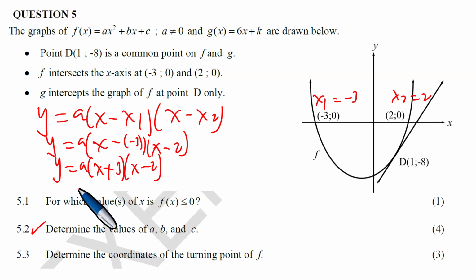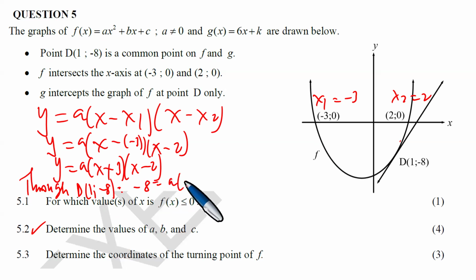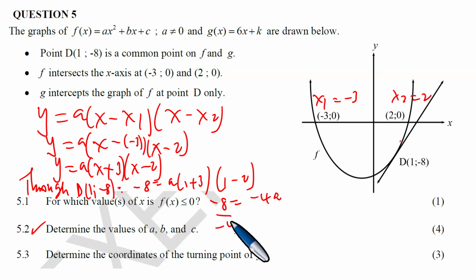All right, so we're good. It passes through this, and then we need just an extra point. We say the parabola passes through another point, the point (1; -8). So y is -8, and x is 1 plus 3, 1 minus 2. So -8 equals 1 plus 3, which is 4, times -1, which is -4a. We divide by -4, so that a is equal to 2.